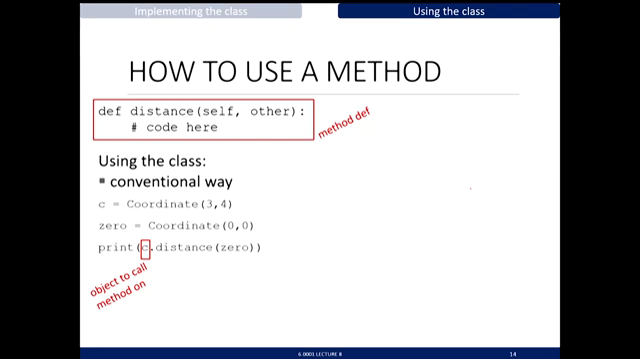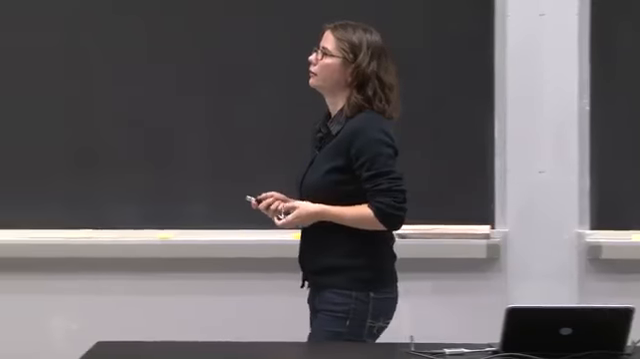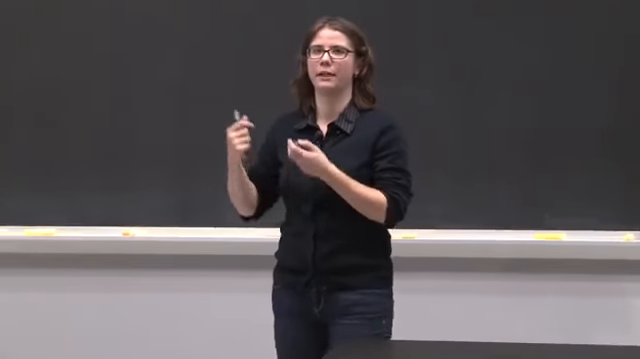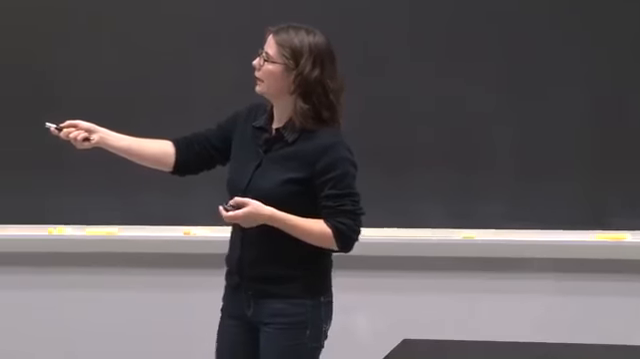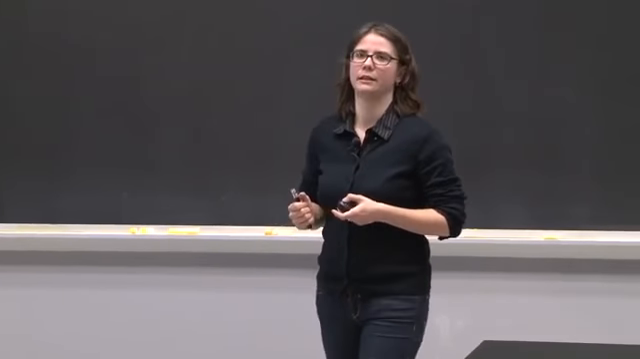So Python says this object c is of type coordinate. It's going to look up the class coordinate that you defined. It's going to find this method called distance, and then it's going to ask, what parameters does it take? So it takes another parameter, for the other. And then in the parentheses, I just have to give it this other parameter.